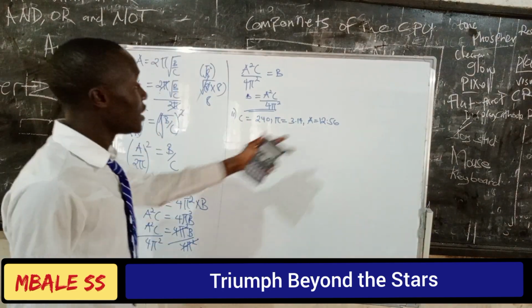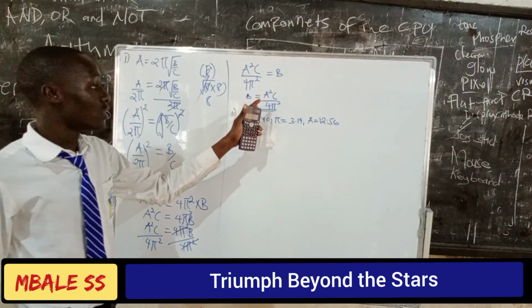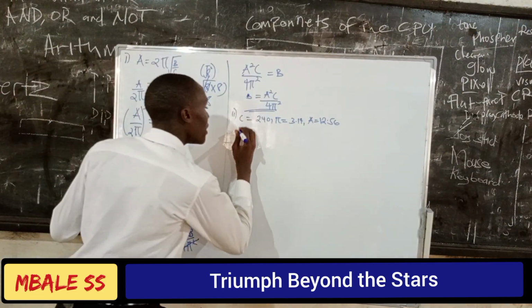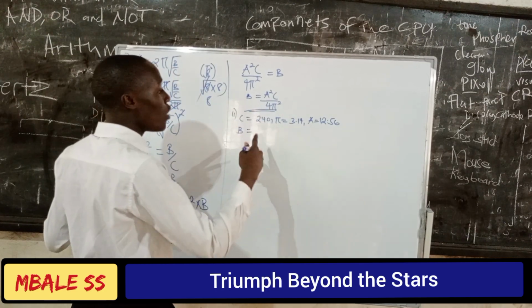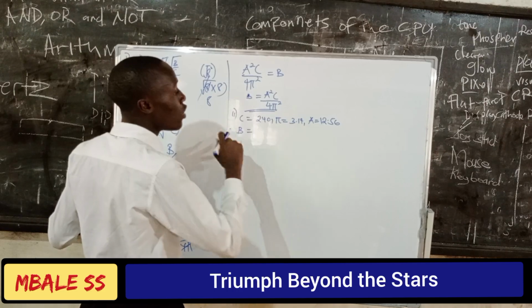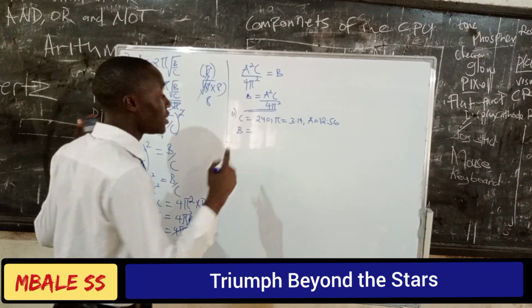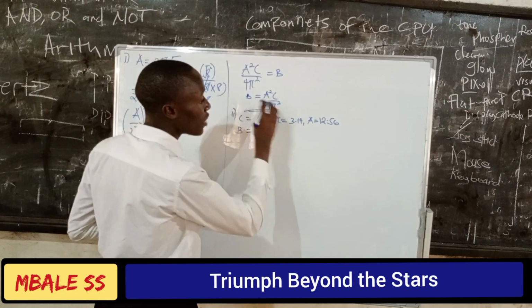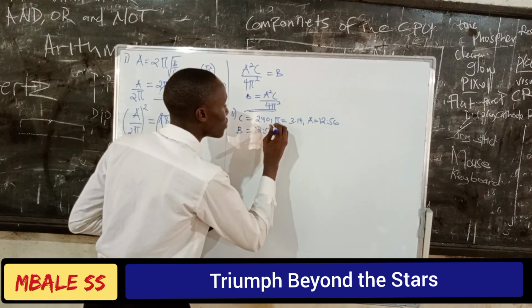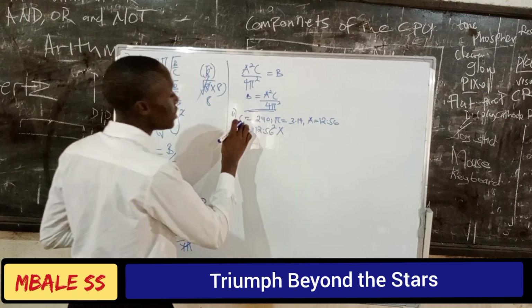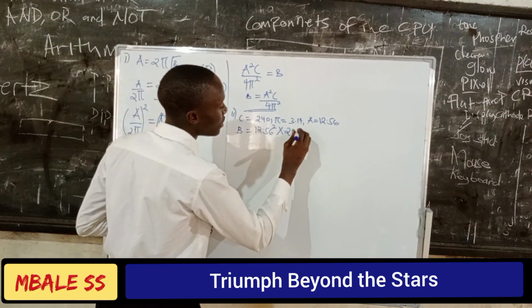So we are going to just get these values and substitute in this formula. So that we shall have our B equal to, where there is A, we substitute the value for A. Where there is pi, we substitute the value of pi. Where there is C, we substitute the value of C. So that our B is going to be equal to A squared, which is 12.56 squared times C. C is 240.